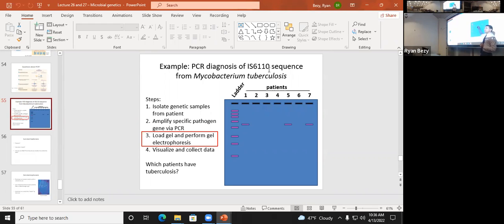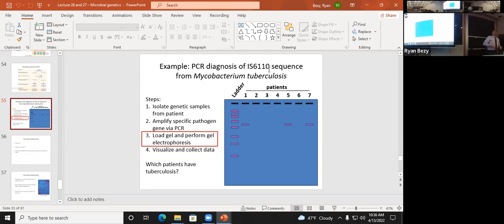But if they don't have tuberculosis, that means there's no template DNA present and their PCR is not going to work. Does that make sense, everybody? Or questions about that? So if a patient doesn't actually have tuberculosis, you won't get any PCR product at the end of it. You won't get any DNA amplified. But the primers dictate what is going to get amplified.